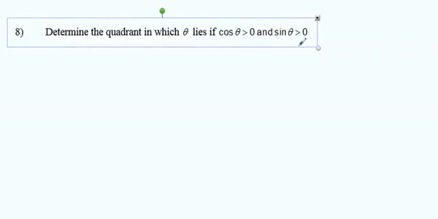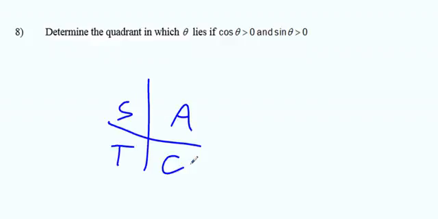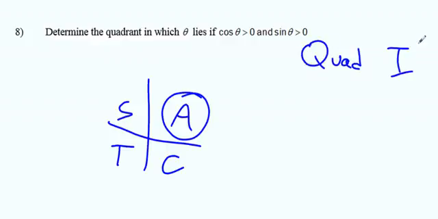Cosine is positive and sine is positive. You can recall the acronym all students take calculus. They're all positive in quadrant 1. Only sine is positive in quadrant 2. Tangent is positive in quadrant 3. Cosine is positive in quadrant 4. So sine and cosine are both positive. That's where they are all positive. So that is quadrant 1.